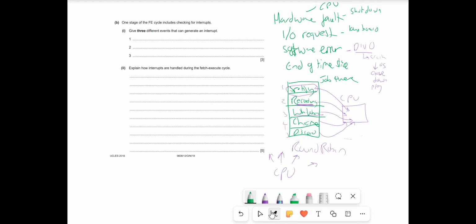So 3 different events that can generate an interrupt would be any of those: hardware fault, input-output request, software error, or end of a time slice, which is what I talked about here. Now we're going to talk about how the interrupts actually run.